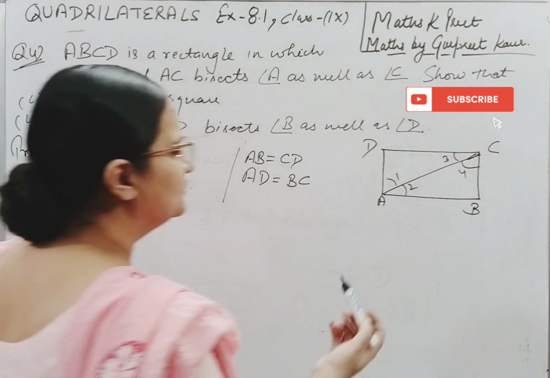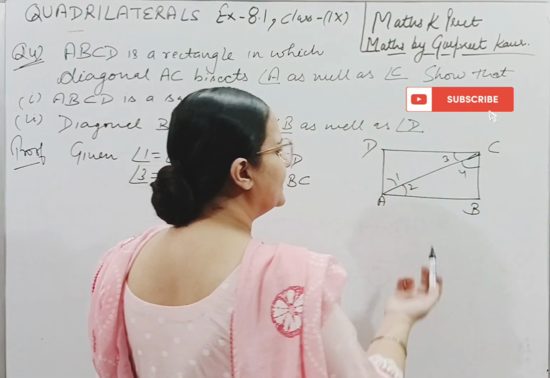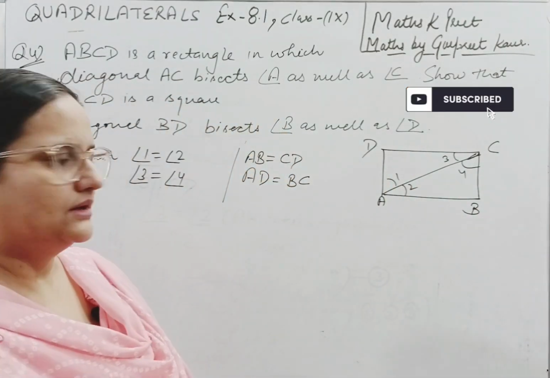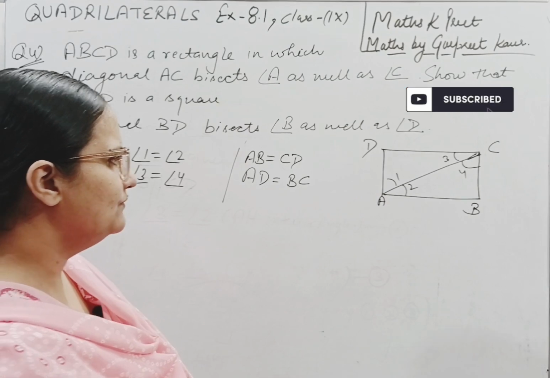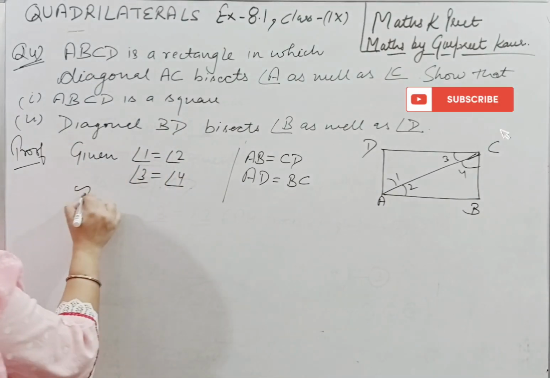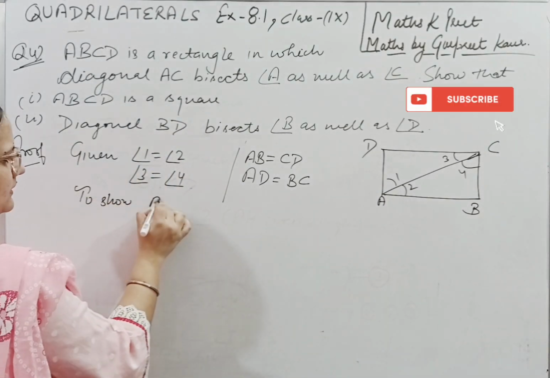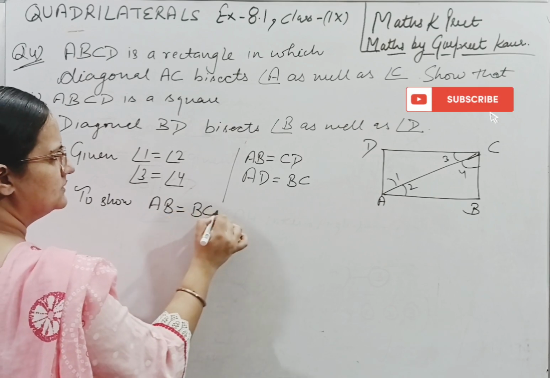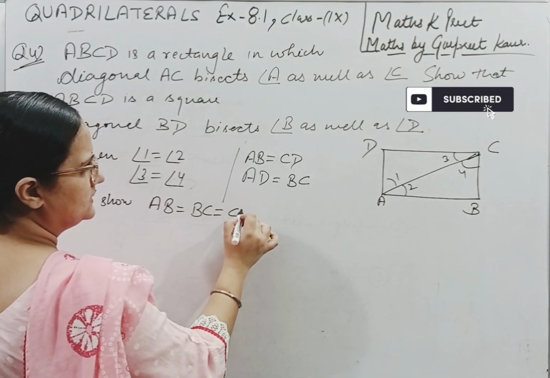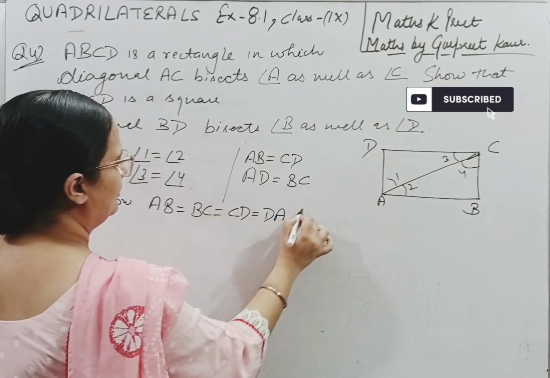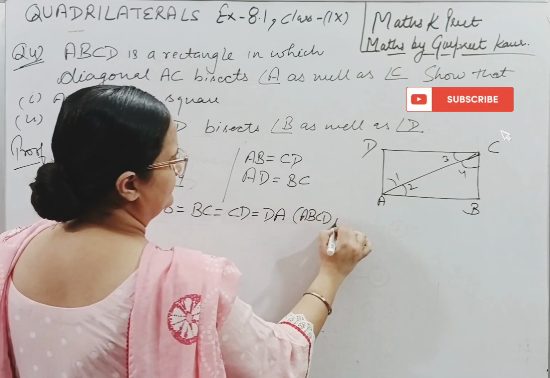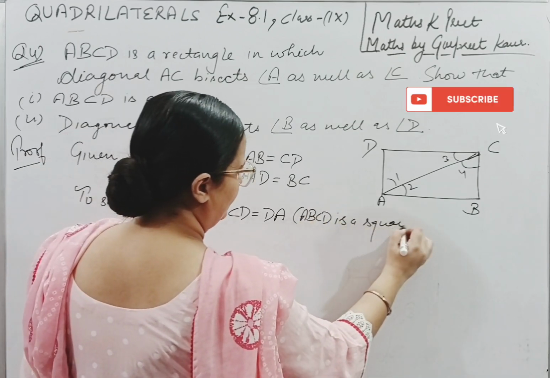To prove that this is a square, I have to show that all the four sides are equal. This is enough to show that ABCD is a square. So I have to show AB is equals to BC is equals to CD is equals to DA, or ABCD is a square. This I have to show.